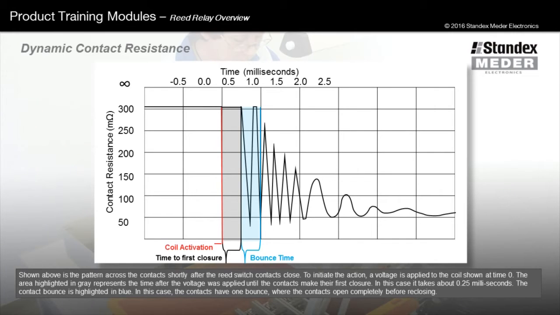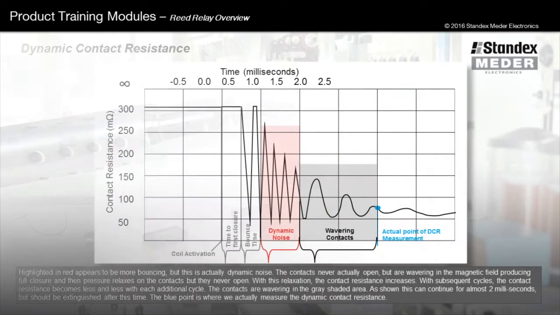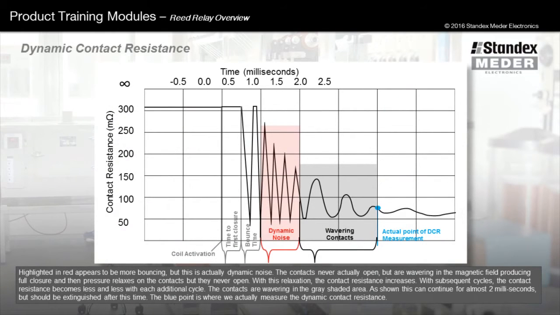The contact bounce is highlighted in blue. In this case, the contacts have one bounce where the contacts open completely before reclosing. Highlighted in red appears to be more bouncing, but this is actually dynamic noise. The contacts never actually open, but are wavering in the magnetic field, producing full closure. And then the pressure relaxes on the contacts, but they never open.